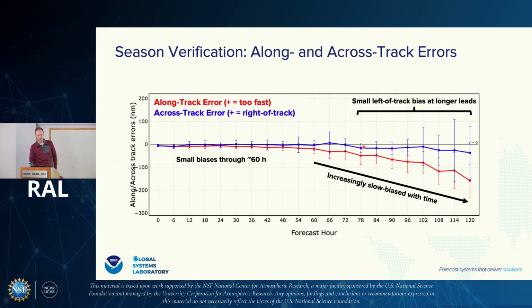The blue line here for a cross track is very close to zero, maybe a slight left of track bias at longer lead times. But our long track error starts near zero through about 2.5 days and then becomes increasingly slow biased with time. And again, that's largely driven by those storms out in the eastern and central North Atlantic Basin, for which we were too slow in turning them northward as compared to what actually took place.